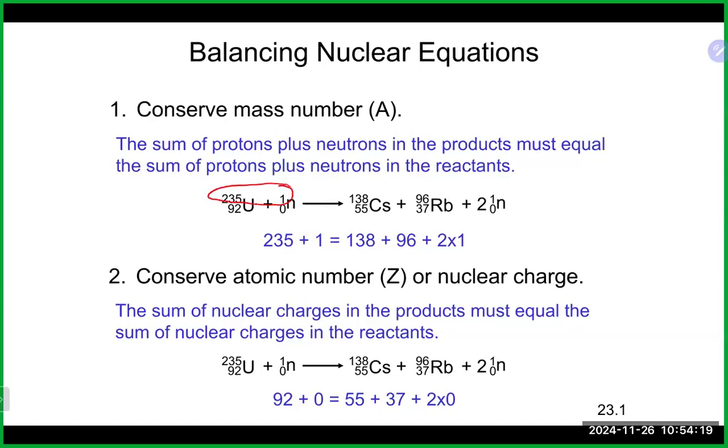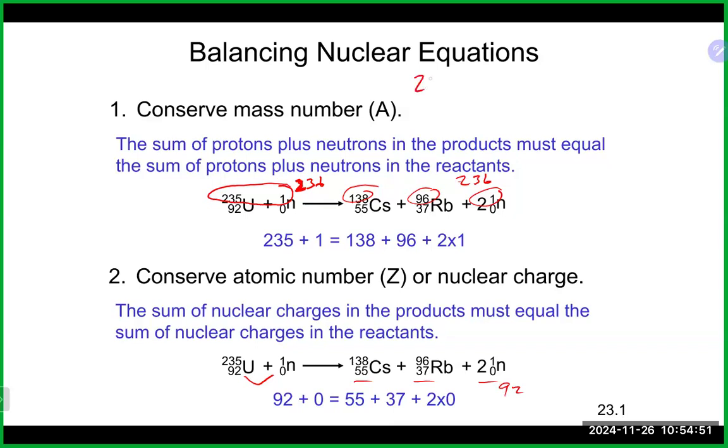So if we look here, that's 235, and 1 is 236. Over here, we've got 138, 96, and 2 multiplied out, which gives us 236. So we're balanced. Then what you have to make sure of is that on the left-hand side and right-hand side on the bottom, all the atomic numbers equal each other. So that's 92. That's 55, 37, and 0, which is 92 as well. So this would be considered a balanced nuclear equation.